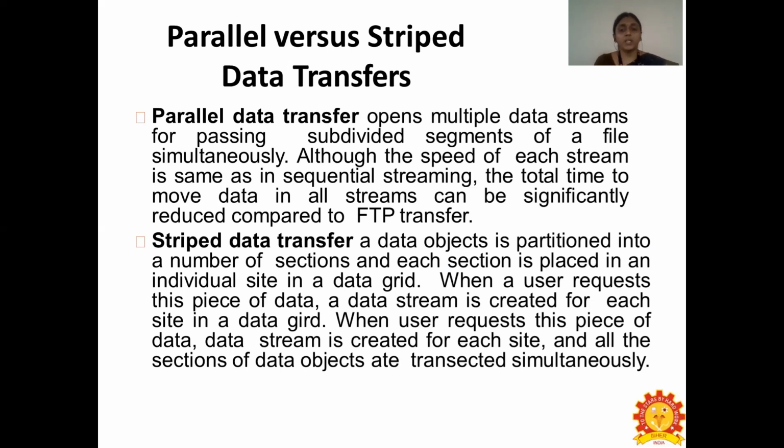Always, when the user requests a piece of data, the data stream will be created and all the sections of the data object are transacted simultaneously. So every unit which is divided will respond to the query, and the data retrieval result will be returned to the querying user, depending on the performance of the data grid. And here this parallel versus striped data transfer is used in grid services. And mainly parallel data transfer will give the higher performance.